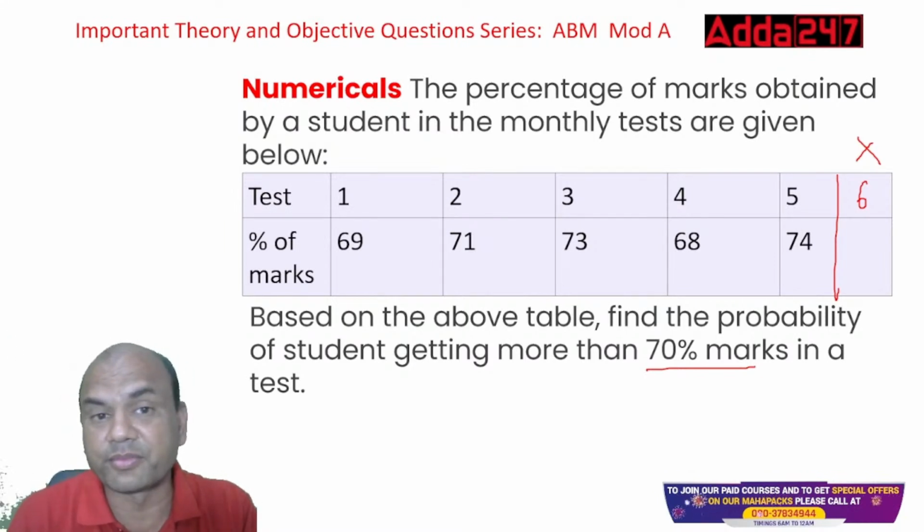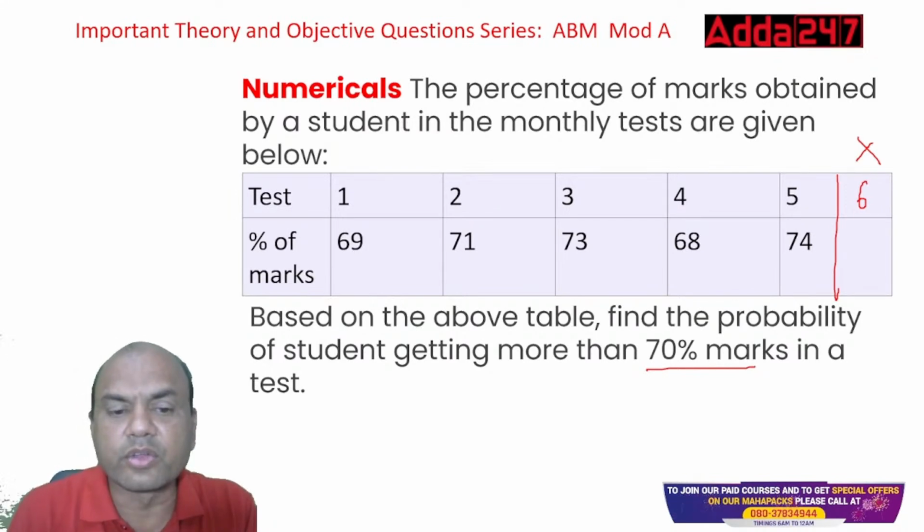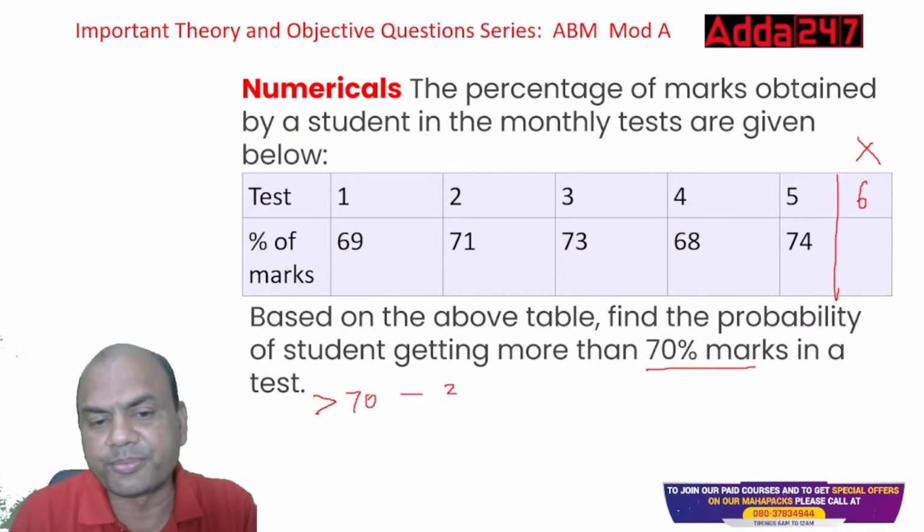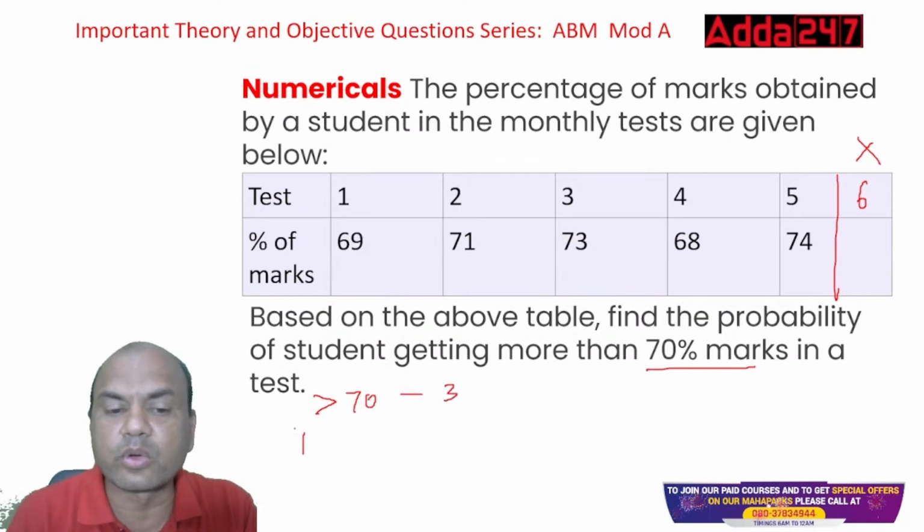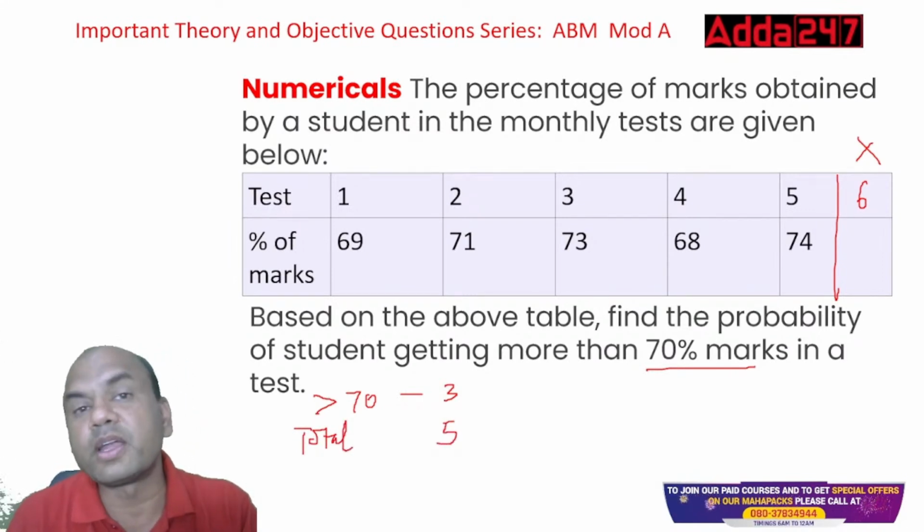Above 70. So, above 70 is what? 3, right? So above 70, greater than 70, it's 3, right? Total number of tests is what? Total. What is the total number of tests? 5. So how to find the probability?